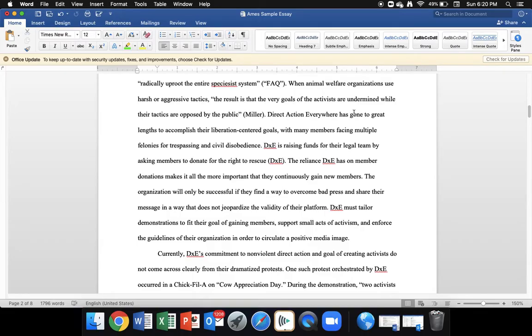Direct Action Everywhere has gone to great lengths to accomplish their liberation-centered goals, with many members facing multiple felonies for trespassing and civil disobedience. DXE is raising funds for their legal team by asking members to donate for the right to rescue.